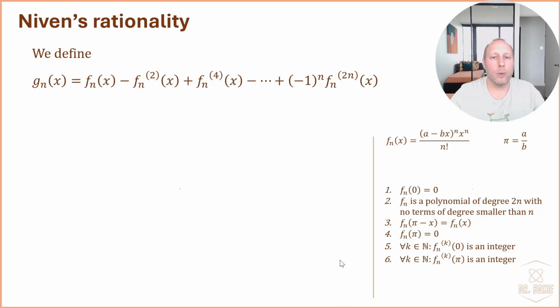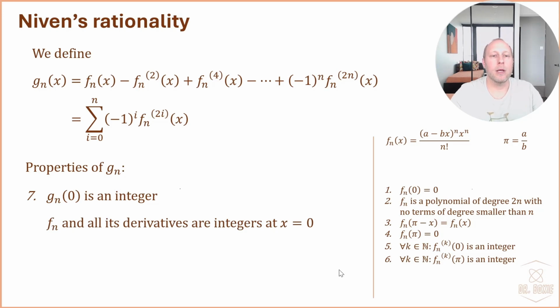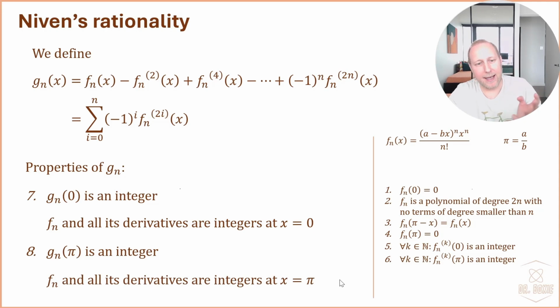And we can rewrite this gn in the following way. And we will look at a couple of properties of this gn also. The first property is that gn of 0 is itself an integer. The reason is if we plug in 0 to the definition of gn, well, fn of 0 is 0, so an integer, and all the other terms are even derivatives of fn evaluated at 0. Property 5 tells us that it itself is an integer. Property 8 is that gn at pi is an integer, and the argument is exactly the same. Properties 4 and 6 together tell us that the first term and all the consecutive terms, all of them are integers themselves.